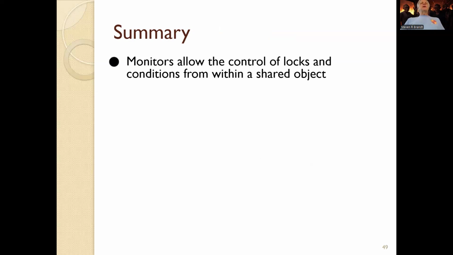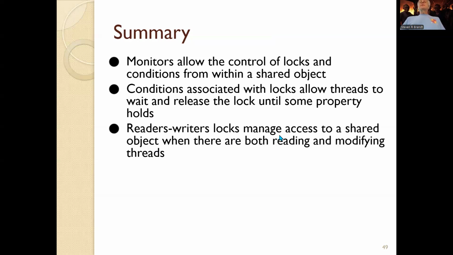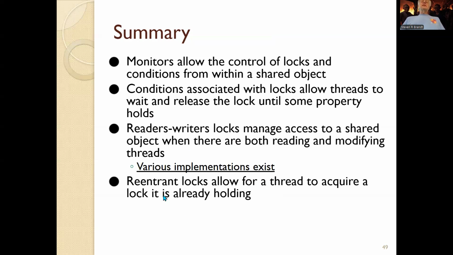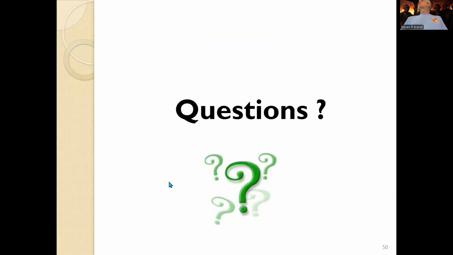Some more summary. Monitors, you remember that word? Monitors allow control of locks and conditions from within a single shared object. Conditions associated with locks allow threads to wait and release the lock until some property holds. Readers-writers locks manage access to a shared object when there are both reading and modifying threads. Various implementations exist. There's a reentrant lock. There was a semaphore for multiple accesses to the critical section. Okay, so with that, we're done with chapter 8.